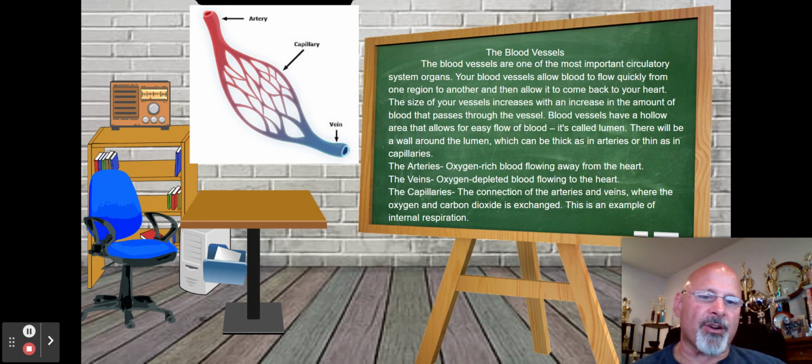The arteries carry oxygen-rich blood flowing away from the heart to the rest of the body. The veins carry oxygen-depleted blood flowing back to the heart. Capillaries are the connection between the arteries and veins, where oxygen and carbon dioxide are exchanged. This is an example of internal respiration.